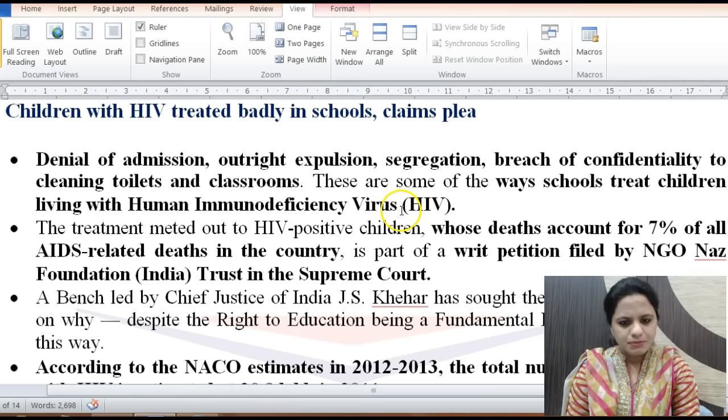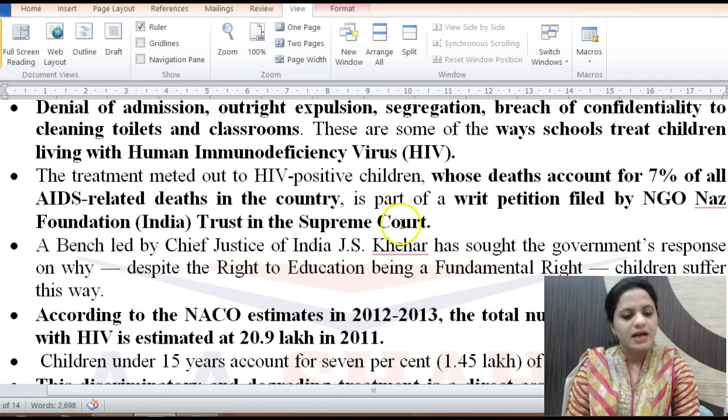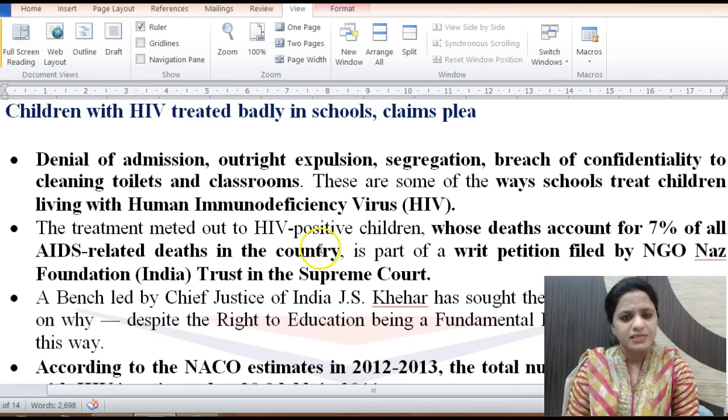So a petition has been filed before the Supreme Court by NAS Foundation, an NGO which works for HIV patients. The children who are suffering from HIV are enrolled in schools, but then they face various problems. First of all, there are problems in enrollment as well. They are denied admissions many a times. Many a times after they have been enrolled and detected with HIV, they are asked to leave. So expulsions take place.